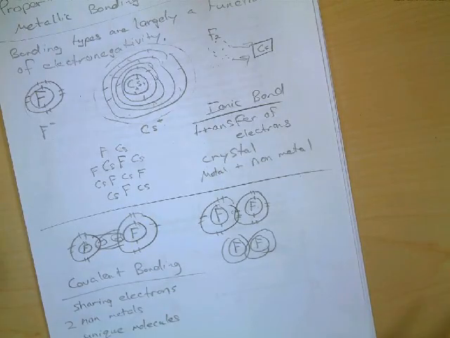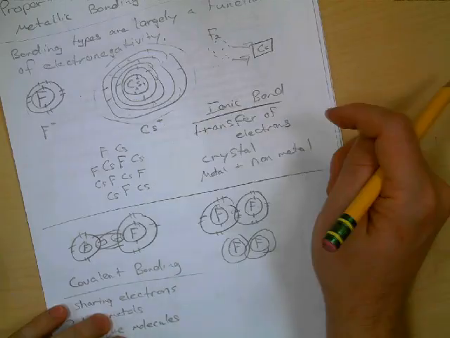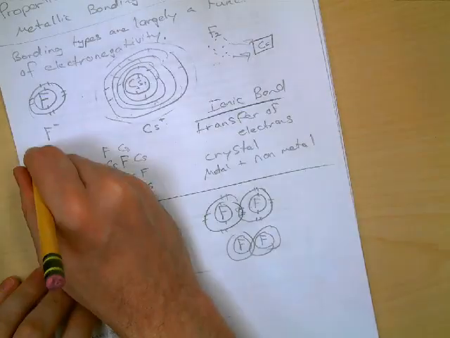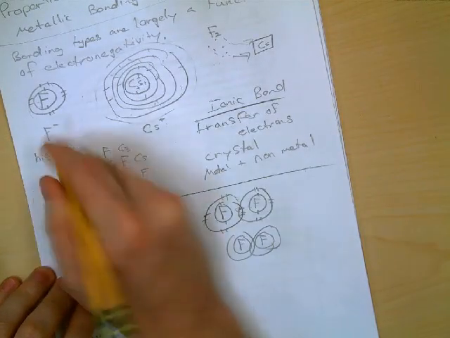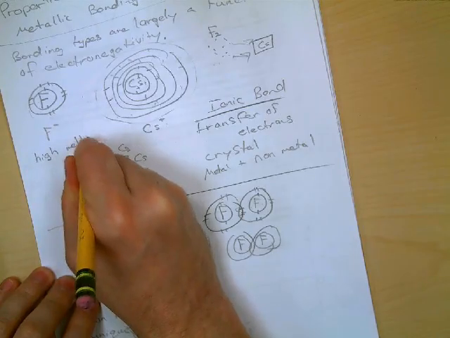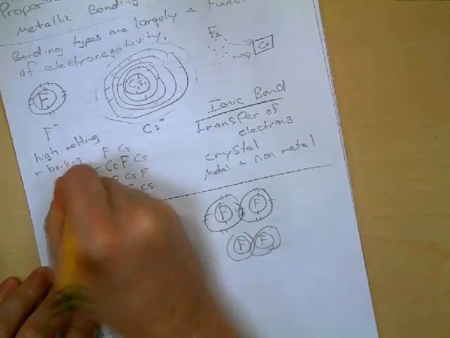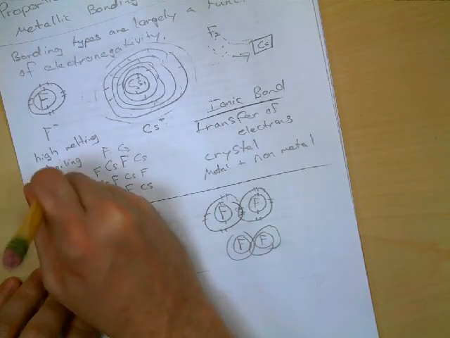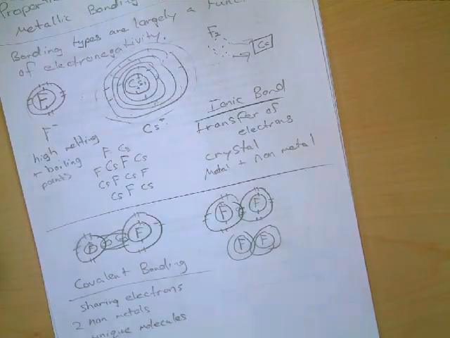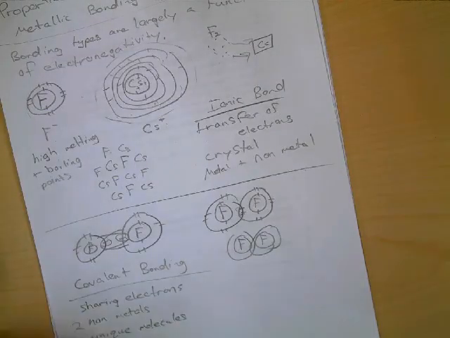Ionic bonding has very high melting and boiling points. You can imagine the reason for this. Look at all those little magnetic attractions, right? The positives and the negatives. They are stuck to each other.